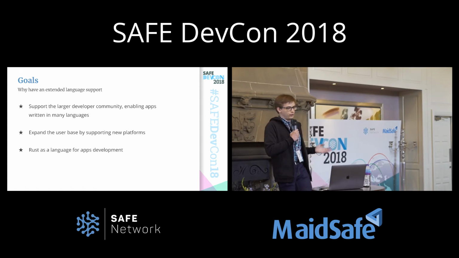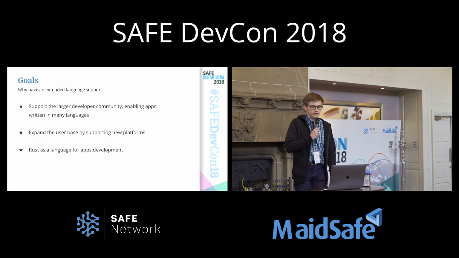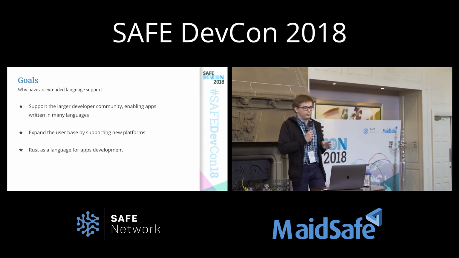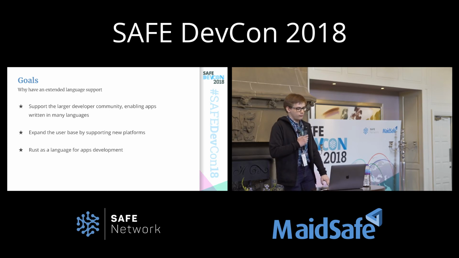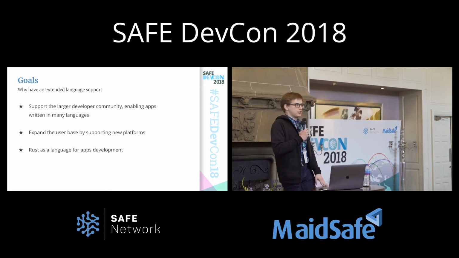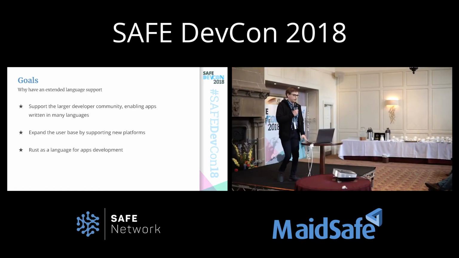So people who prefer other languages and who want to use other languages should be able to build their applications that interact with the Safe Network. And we want to provide the support for them as well. So our end goal is to provide Safe Network API for applications for, I think, most of the major languages, but our focus for now is on Java, C#, and JavaScript, and I will talk a little bit about that later.